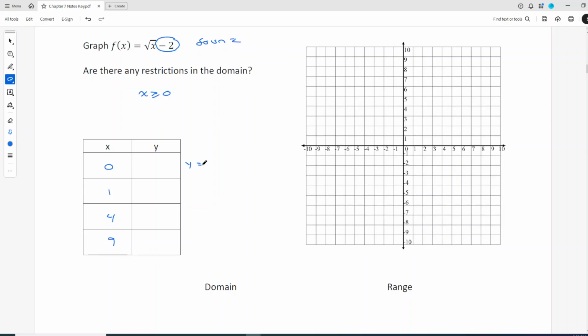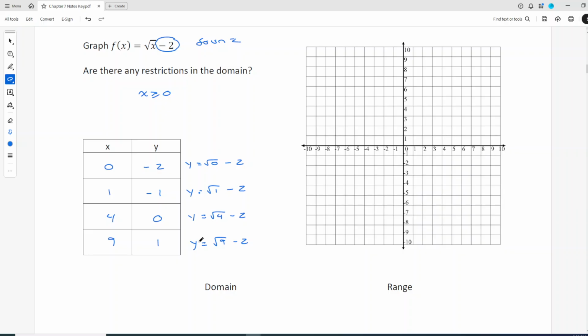Well, I've got y equals the square root of 0 minus 2, so 0 minus 2 is negative 2. I plug in 1. y equals the square root of 1 minus 2. 1 minus 2 is negative 1. Maybe you get the pattern and you don't need to keep plugging in the values for x. Square root of 4 is 2. 2 minus 2 is 0. My y values always go up by 1. Negative 2, negative 1, 0. I'm guessing my next number is going to be 1. Let's check it. y equals the square root of 9 minus 2. 3 minus 2 is 1.